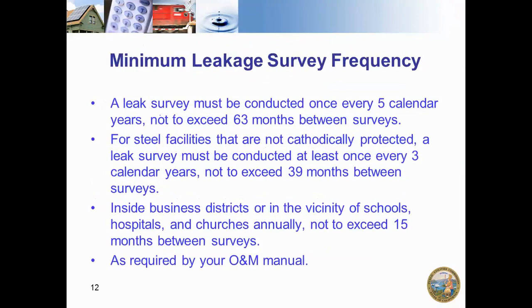So just to recap, once every 5 years, unless you're not cathodically protected, then once every 3 years, or if you're in a business district or in the vicinity of schools, hospitals, or churches. Also, your O&M manuals, again, may require more frequent surveys. Quite a few of the boilerplate O&M manuals produced by third-party contractors will require annual leak survey, from what I've seen. So reference your O&M to see if that is required for your system.